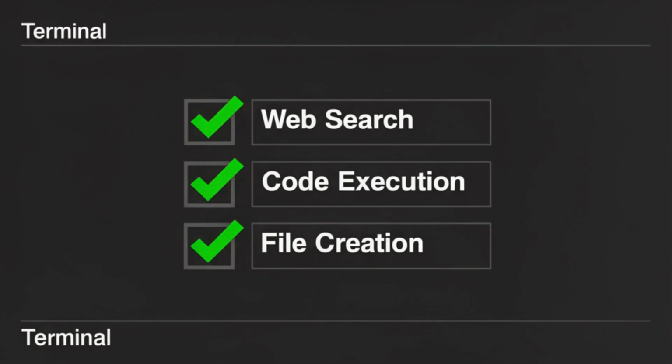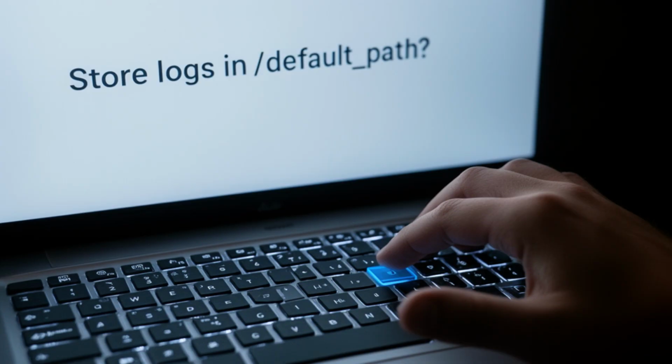The wizard then asks about optional features like web search and code execution. For your first setup, enable all of these. Just follow the prompts. Finally, the wizard asks where to store logs. The default location is usually fine. Just press Enter to accept it. Congratulations! OpenClaw is now installed and configured.